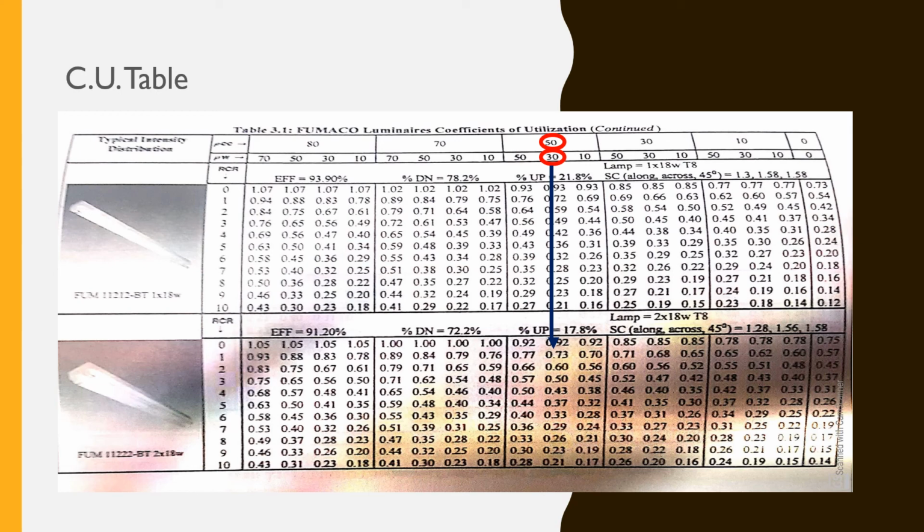So following the arrow down, and also we check the RCR. We will use 1. So we'll easily get the value, following it horizontally and vertically, and we will get 0.73. This is the value of CU, or coefficient of utilization.